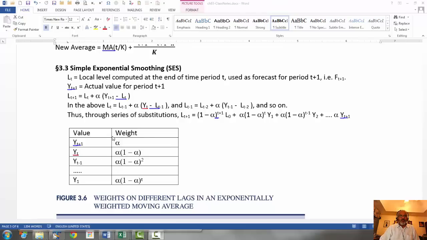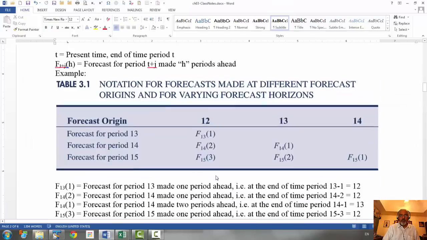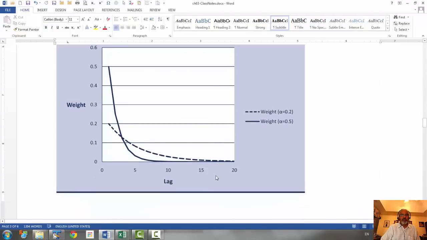So if you plot these with time on the x-axis and the weight on the y-axis, this is what you will see. It's the time lag on the x-axis and the weight, alpha times 1 minus alpha to the power of t, on the y-axis. You see that as you go farther and farther back in the past, the weight applied to that particular y value declines in an exponential fashion.